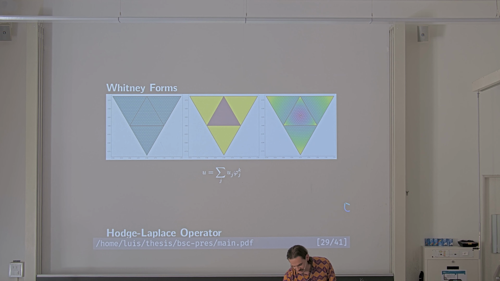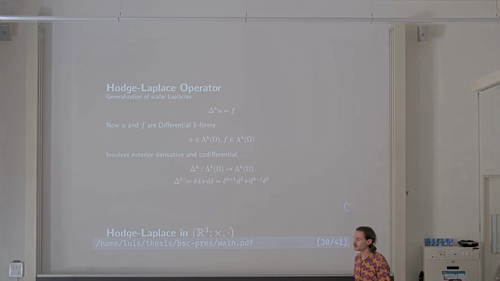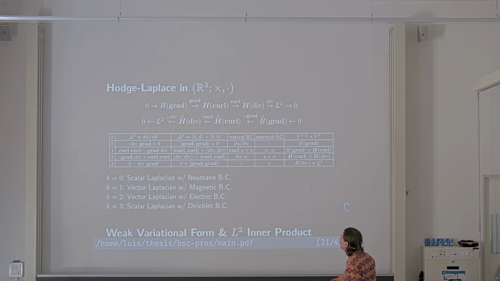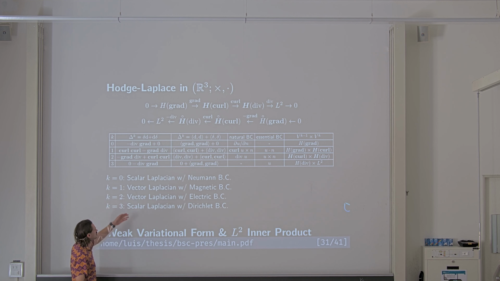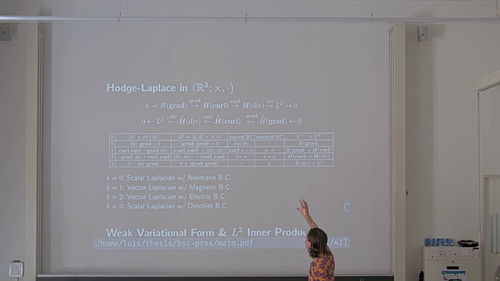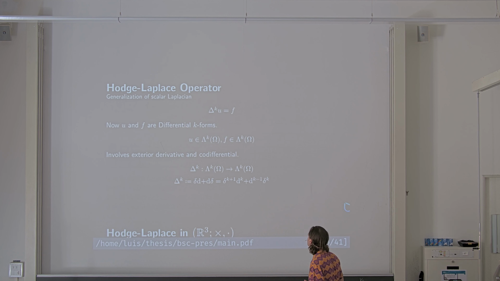Now let's solve a PDE using this. I'm not solving Maxwell's equations. I'm instead solving problems relating to the Hodge-Laplace operator. So this is just a generalization of the scalar Laplace operator. If you look in R3, basically it's a generalization of the scalar Laplacian and the vector Laplacian with different boundary conditions, and we can have this Laplacian at different places, as to say, on the de Rham complex, and it basically is defined using the exterior derivative and its codifferential.